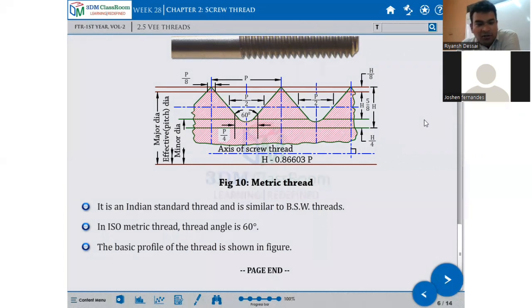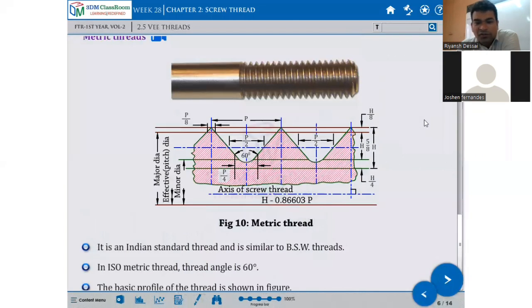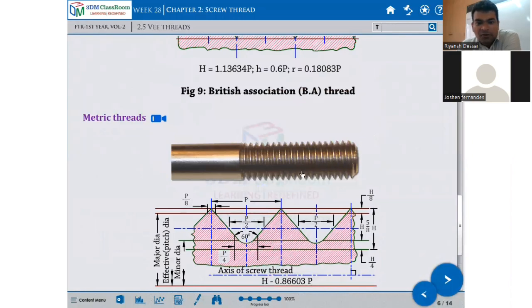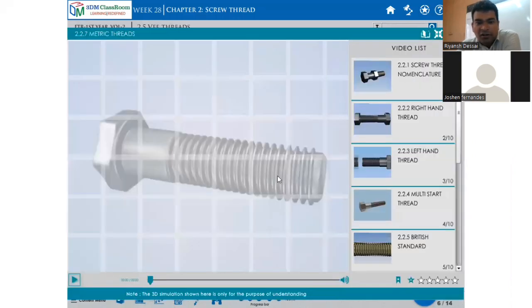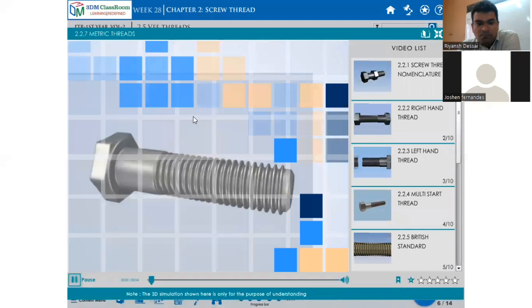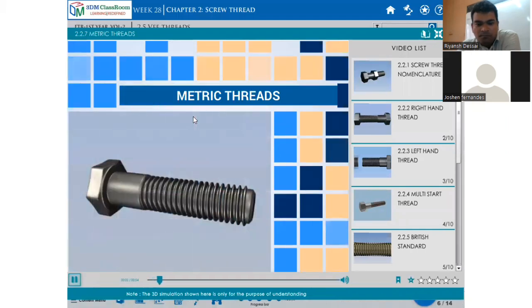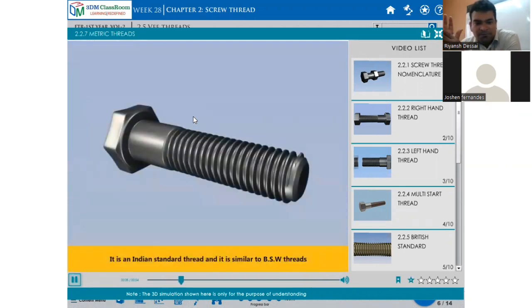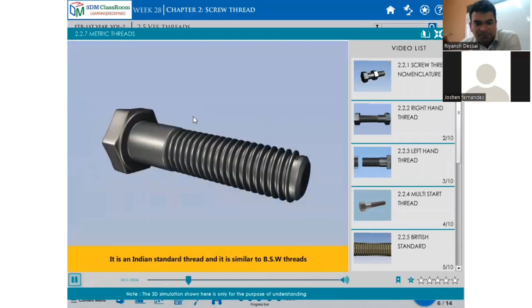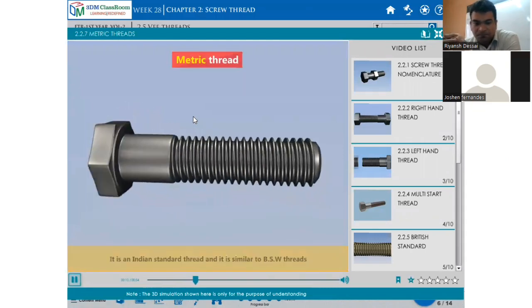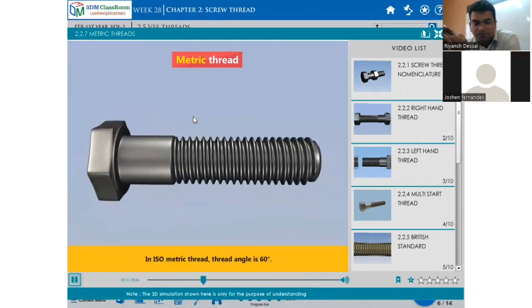BSW thread. In ISO metric thread, the thread angle is 60 degree and the basic profile of the thread is shown in the figure. After threading, it will look like this. Metric threads. A visual representation of a metric thread is shown in this video. In ISO metric thread, the thread angle is 60 degrees.